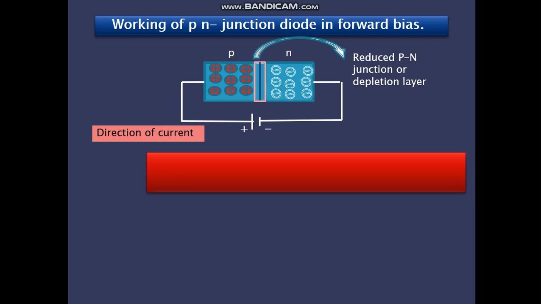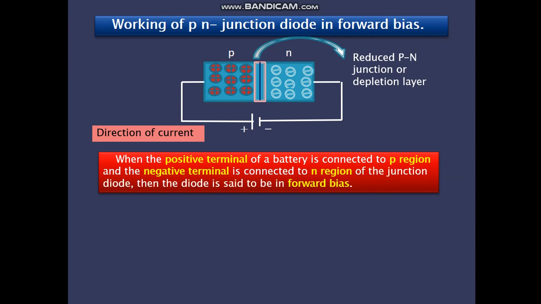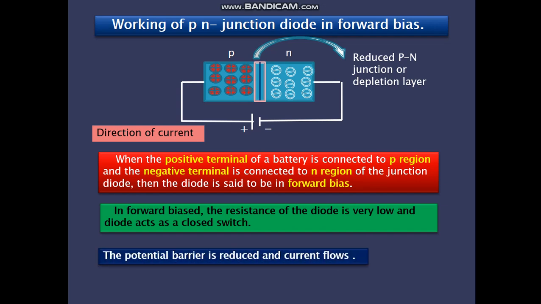When the positive terminal of the battery is connected to the P region and the negative terminal is connected to the N region of the junction diode, then the diode is said to be forward biased. In forward bias, the resistance of the diode is very low and the diode acts as a closed switch. The potential barrier is reduced and the current starts flowing.